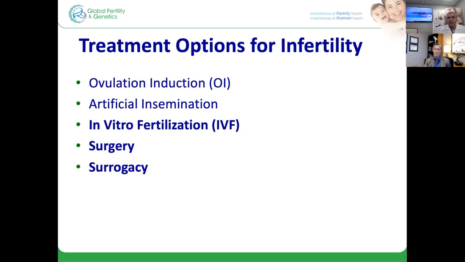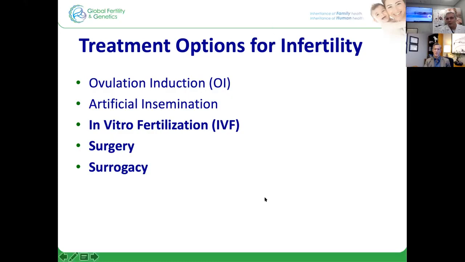at the time of ovulation to help with the process of getting a baby. In vitro fertilization is well known, and in this case, we will actually extract the egg outside of the body, and we will fertilize this egg in the lab, and we will grow the embryos in the lab before we put them back into the uterus.